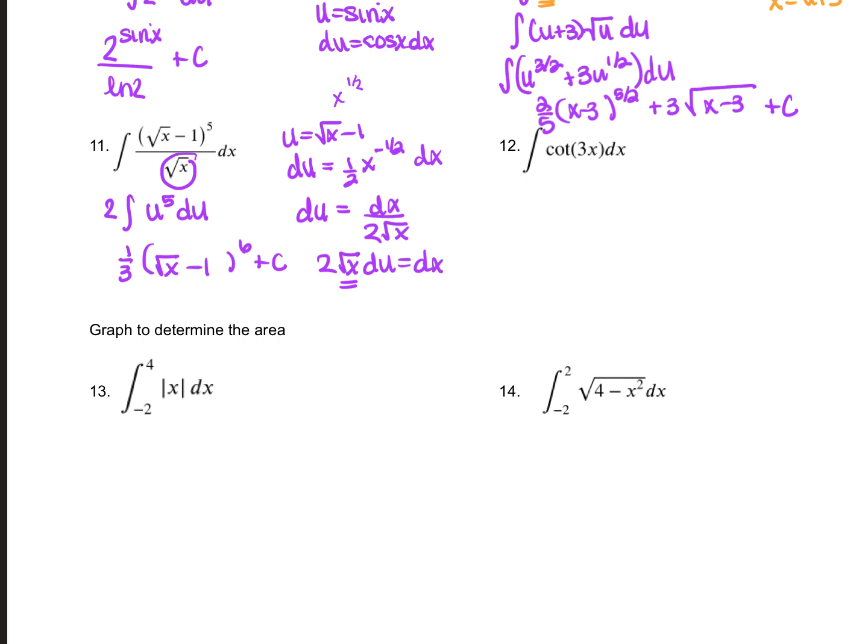So remember here I'm really doing a u substitution being 3x. du would equal 3 dx. So out in front we're going to have a 1/3. Remember, cotangent is really cosine over sine. So you're doing a u substitution with the sine. So you'll have the natural log of sine 3x plus c.